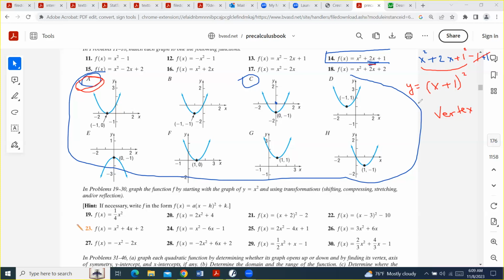So the vertex will be a pair, -1 and 0, because the y coordinate is nothing. It has to be 0, right? There's nothing added here. I see, that's pretty sad. Nothing is added. Well, doesn't matter. Whatever they add or subtract, it's really the same thing.